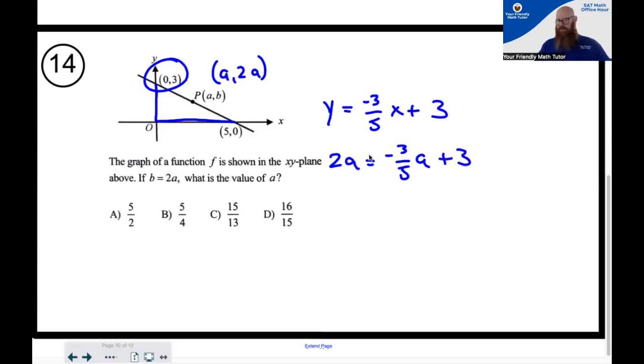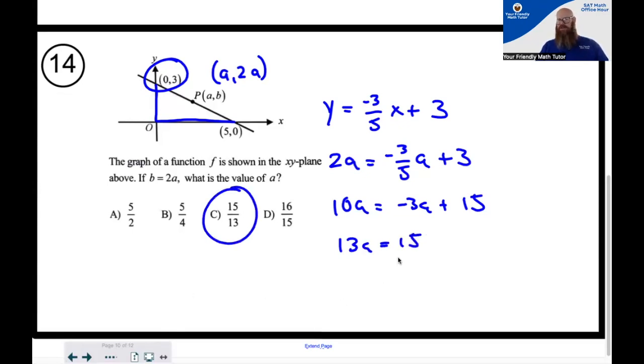Well, I like to solve these, and I don't like to deal with fractions, so I'm going to multiply everything by 5. So I get 10a equals negative 3a plus 15. And then I add over and I get 13a equals 15. And now when I divide each side by 13, I'm going to get 15 over 13.